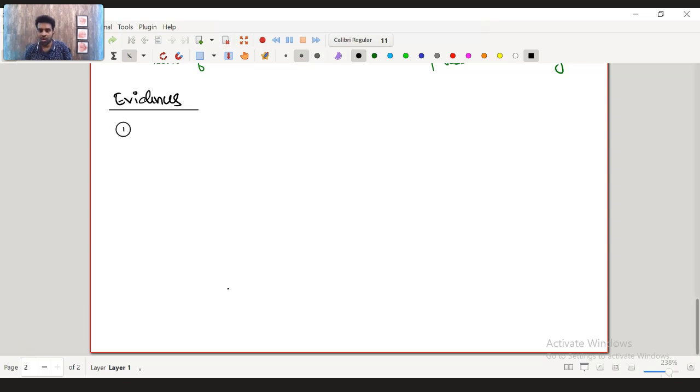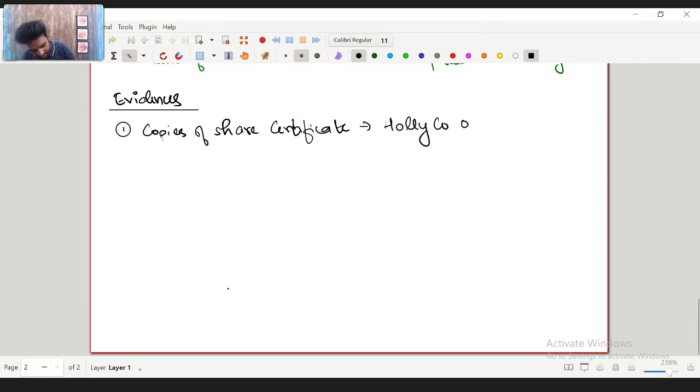Firstly, copies of the share certificate. I'm just going to write the summary of the evidences. So copies of the share certificate, in which the ownership name should be wholly company.